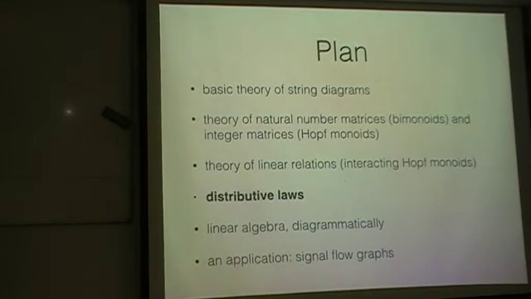So we started off actually with just monoids and comonoids, and I claimed that the symmetric monoidal theory of commutative monoids gives us functions. It's isomorphic to the prop of functions. And then we introduced bimonoids and argued that it's the theory of natural number matrices. We introduced the antipode, and we developed this theory of Hopf monoids, which gave us integer matrices. And then finally, we discussed this theory of linear relations, which is the theory of interacting Hopf monoids, which again added another layer of complexity. So then we had Hopf monoids interacting with Hopf monoids the other way.